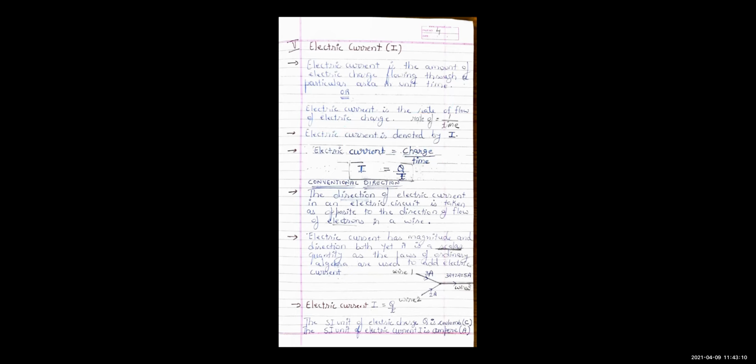Let's talk about the direction of current. See, conventional direction, you remember the old direction in which it was thought that the protons are moving, so from positive to negative, right? So the conventional direction of current in a circuit is taken from positive to negative, that is opposite to the flow of electrons, right?